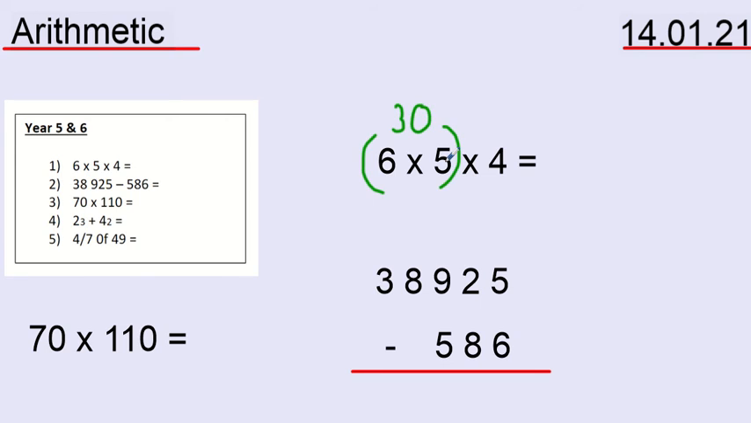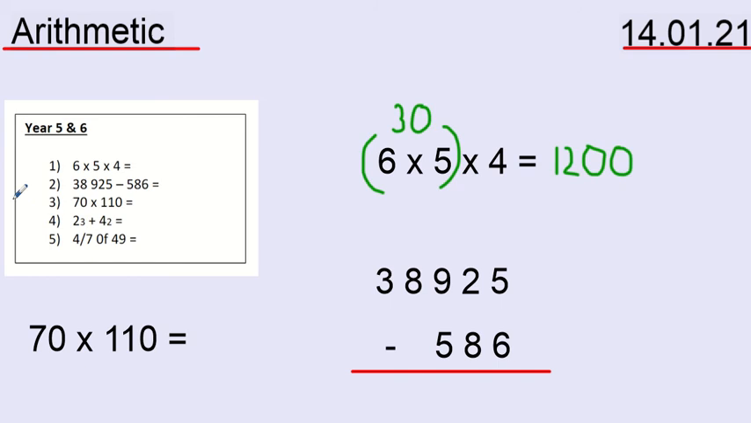30 times 4. Now we know that we can ignore the 0 to begin with. We can make it 10 times smaller, and we can do 3 times 4, which is 12. I ignored the 0 over here. I made it 10 times smaller, so I've got to put that 0 back on over here that I ignored and make my answer 10 times bigger, 1,200.